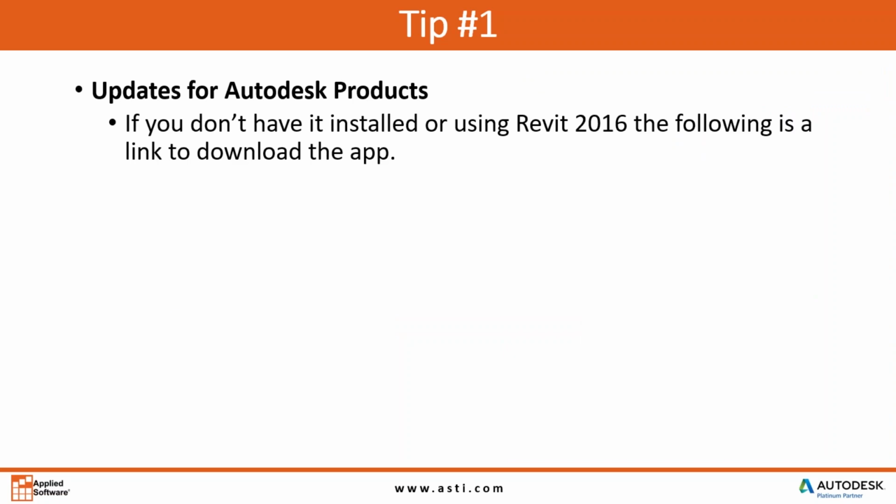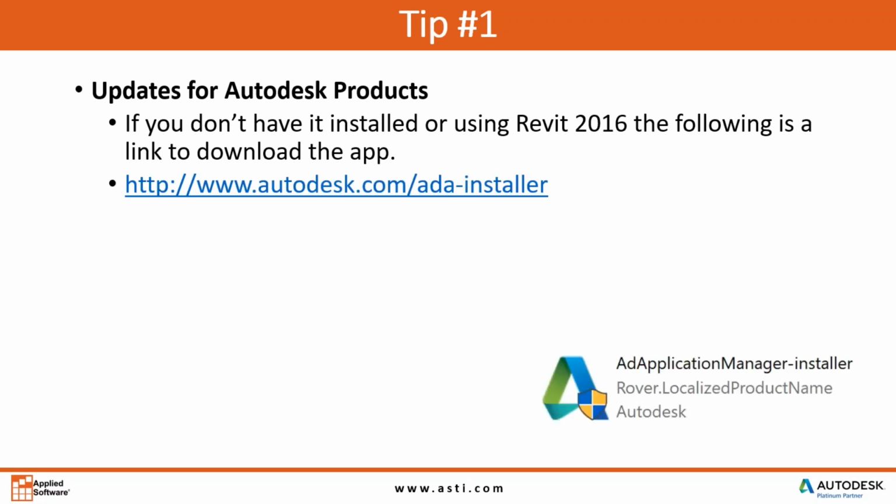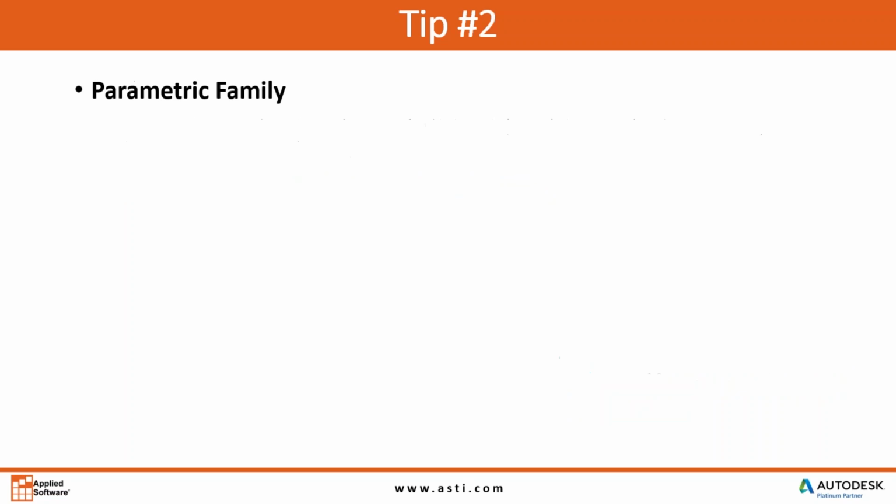Now, if you're using an earlier version of Revit, like 2016, for example, you can download that little installer app, because it was developed after the 2016 was shipped. But you can go to autodesk.com/ADA-installer. So that'll just download it for you. You have a little installation, and you can put that on your system. So good stuff there. All right, our next tip.